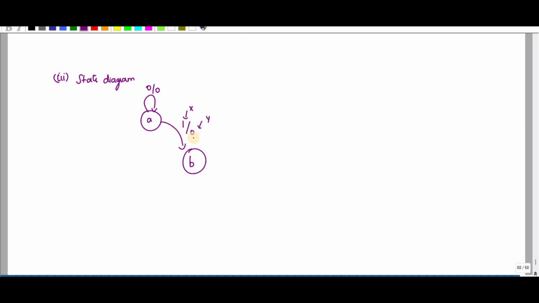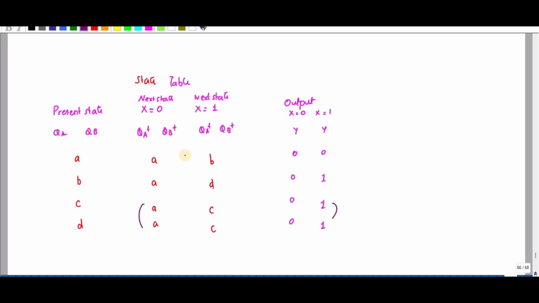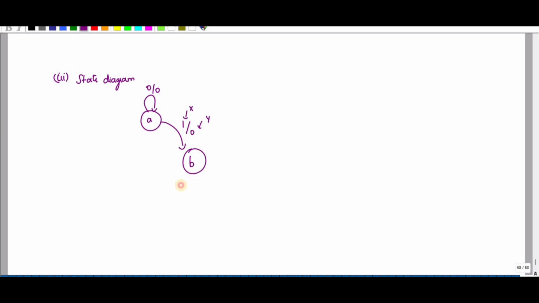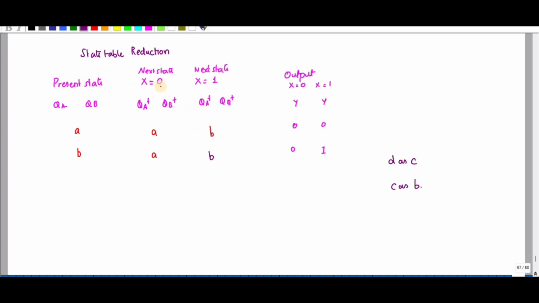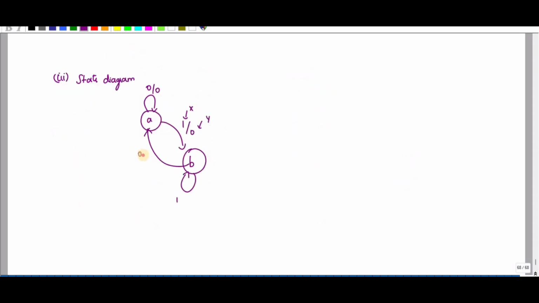Since it is a Mealy state machine, when the present state is B and x is equal to 0, it goes to A, and when x is equal to 1, it goes to B. When x is equal to 0, the output is 0. When x is equal to 1, the output is 1. So it is 0 and 1.